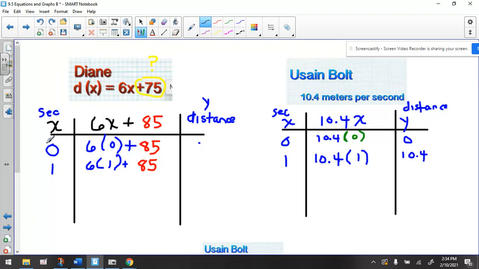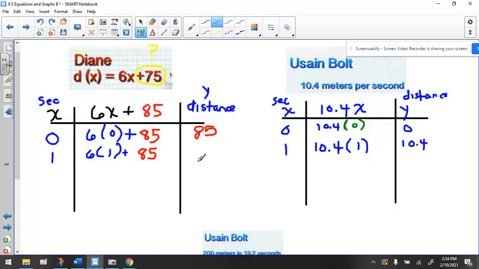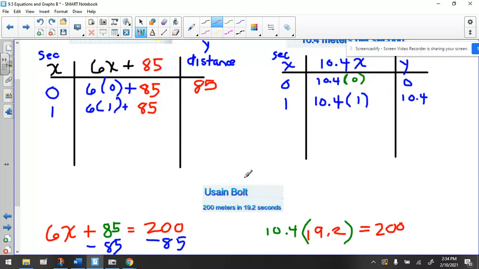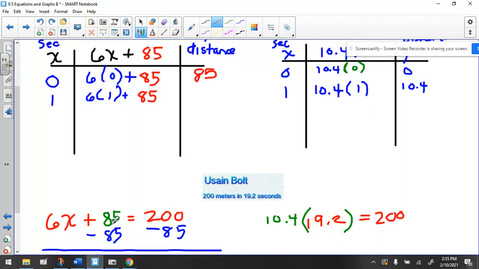Now, again, we can finish the table, and we can do the math here, because this times 0 would be 0. So if we finish that, she would go 85 meters at the 0 mark. And here you can see that we would be adding 6 plus 85 to get the answer here. But there's a faster way. What's the faster way? Let's solve an equation. So let's slip in the number 85 and try to solve for X. In other words, how many seconds does she need to finish a 200-meter race?